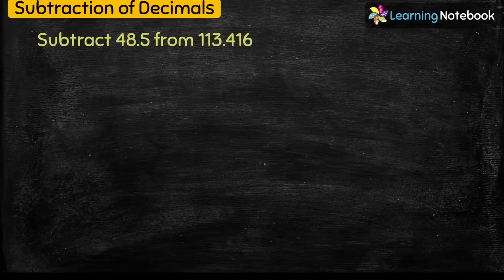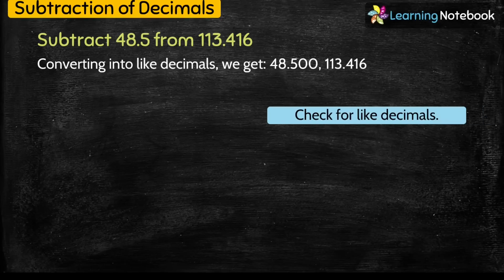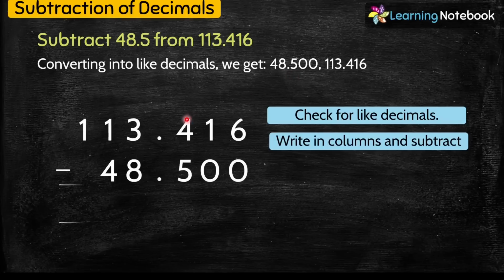Let's do another question. Subtract 48.5 from 113.416. So first, let's convert them into like decimals having 3 decimal places. Now students, write them in columns in such a way that the decimal points are below each other.